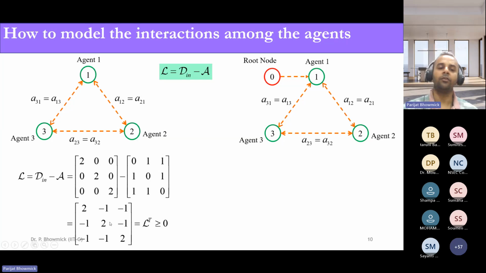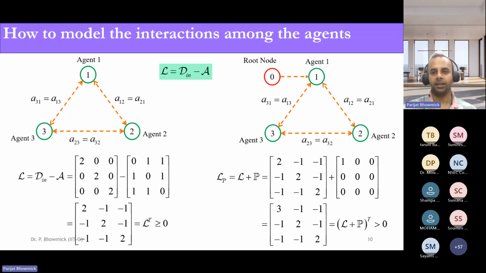And I mentioned that for bidirected graphs, the Laplacian matrix is always symmetric, and not only symmetric, it is symmetric positive semi-definite. If you have a leader, then of course the agent which is pinned to the root node, or the leader, will have one more weight. That is, the weight will be increased by one, provided all the edges are simple and have weight equal to one. And then the positive semi-definite matrix will become positive definite, but maintaining the symmetry property. That is the difference.